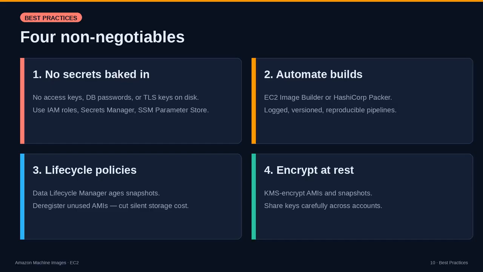4. Encrypt. Always encrypt AMIs at rest with KMS. Encryption protects snapshots, and when you share AMIs across accounts, you must also manage KMS key policy so the consumer can use the encrypted volumes. Security and cost both improve when these four are non-negotiable.